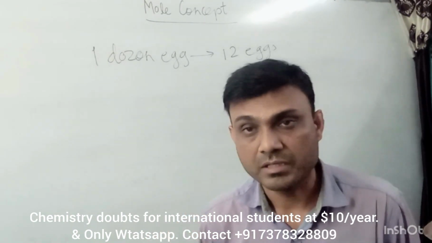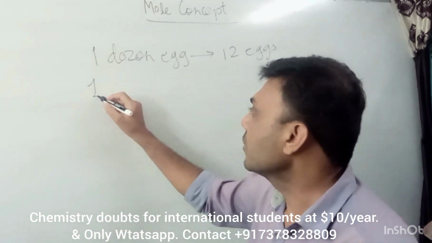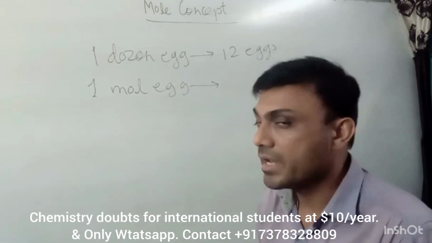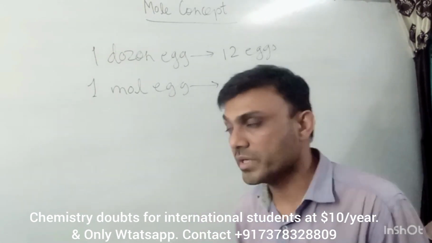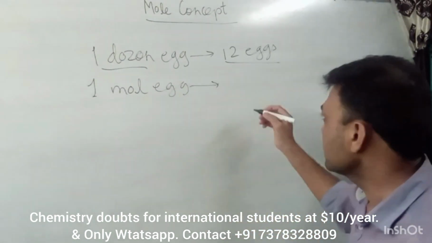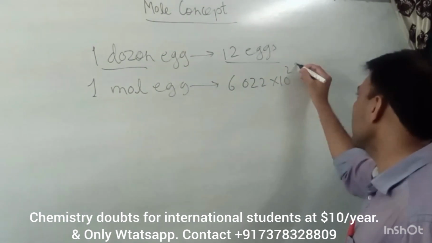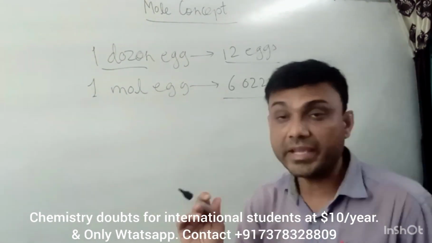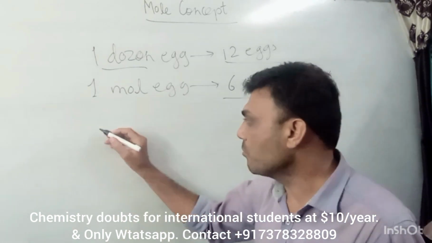In the same way, if I say 1 mole eggs, as I earlier said, it is also a quantity of a substance. Just like 1 dozen means 12 eggs, 1 mole eggs means 6.022 into 10 raised to power 23 eggs. How this number came into existence, that is very, very important. Scientists have defined mole.